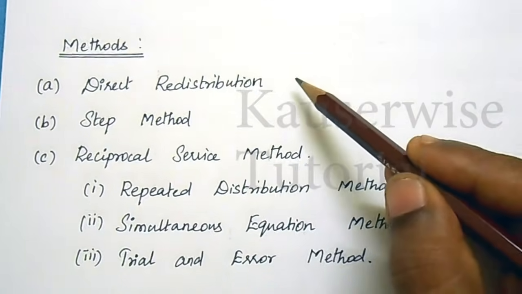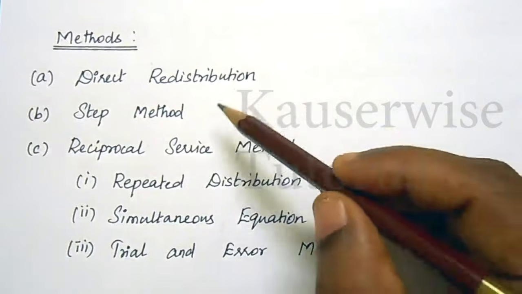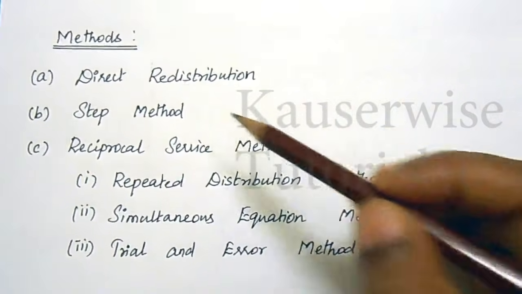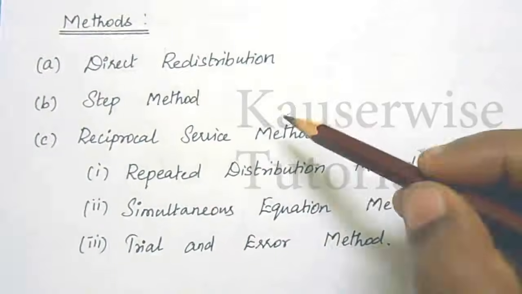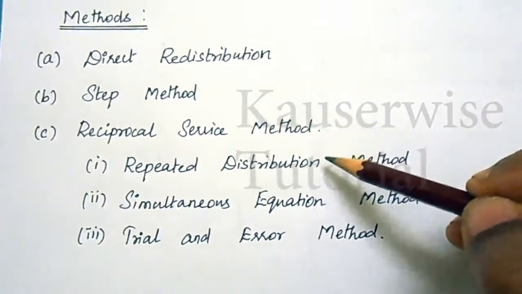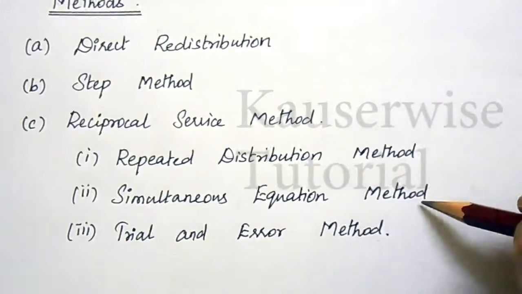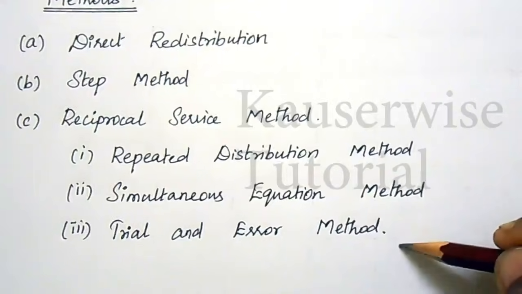So far we have discussed two methods. First one is direct redistribution and second one step method. So now we are going to see the third one. The third one is reciprocal service method. Under this method we have three subdivisions: repeated distribution method, simultaneous equation method and trial and error method.